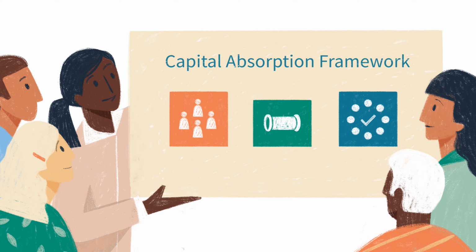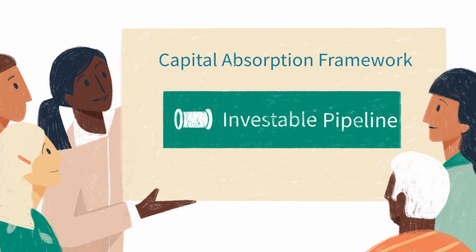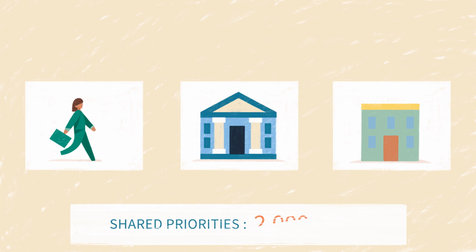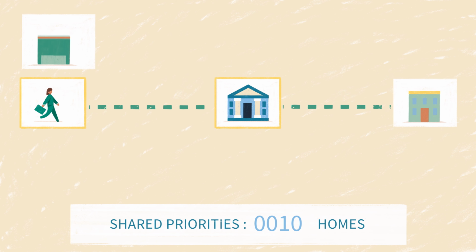The second function is creating and executing an investable pipeline of deals and projects. With effective community investment systems, partners develop a pipeline of feasible deals and projects that build on each other in order to achieve the community's priorities. This is important because a single deal is often not enough to help a community achieve its priorities, and working on deals one at a time is slow and inefficient.